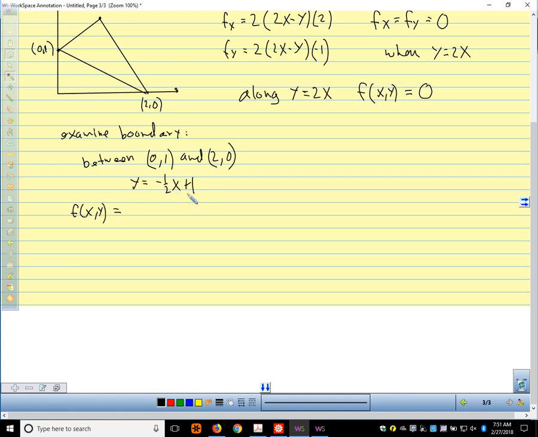So along that boundary, f of x, y equals 2x minus negative 1/2 x plus 1, squared. And I could simplify that. So that's 5/2 x minus 1, squared. And we need to find the extreme values along that segment. Well, how do we find the extreme values of our function along that segment? First derivative test, right? We take the derivative.